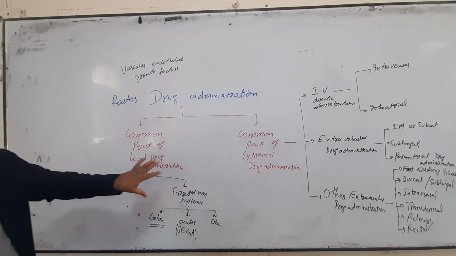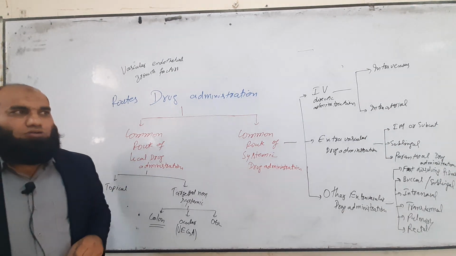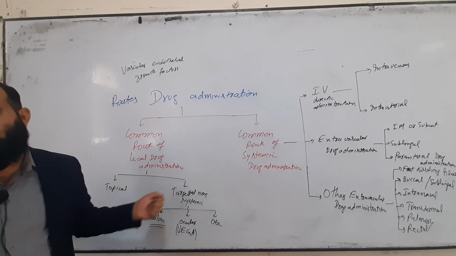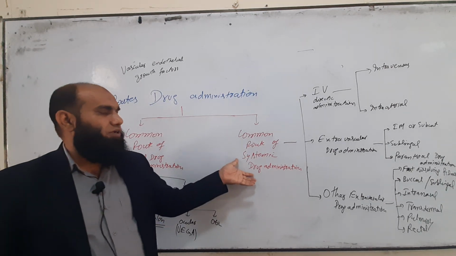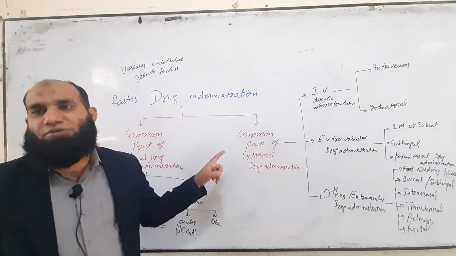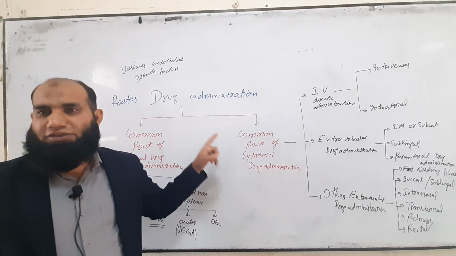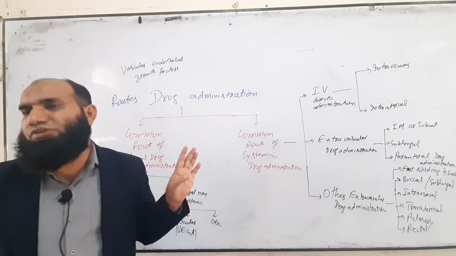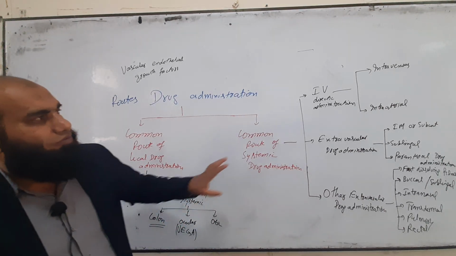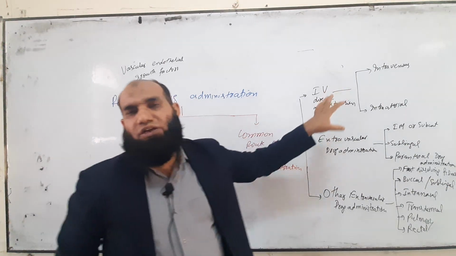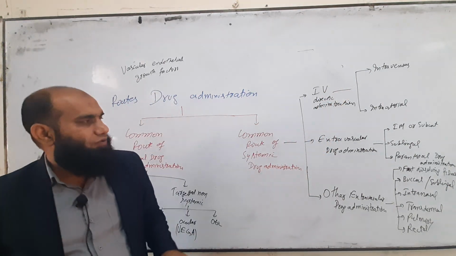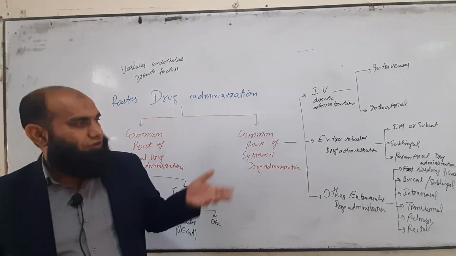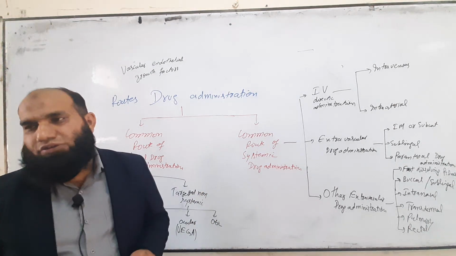Basically, two common routes: one for the local absorption of the drug, local application, local administration. Another is systemic drug administration. This systemic drug administration may be direct or indirect. In the case of direct, we will use intravascular, and intravascular means we can divide it into two, intravenous and intra-arterial. And in case of extravascular routes, these may be intramuscular, subcutaneous, sublingual, parenteral.